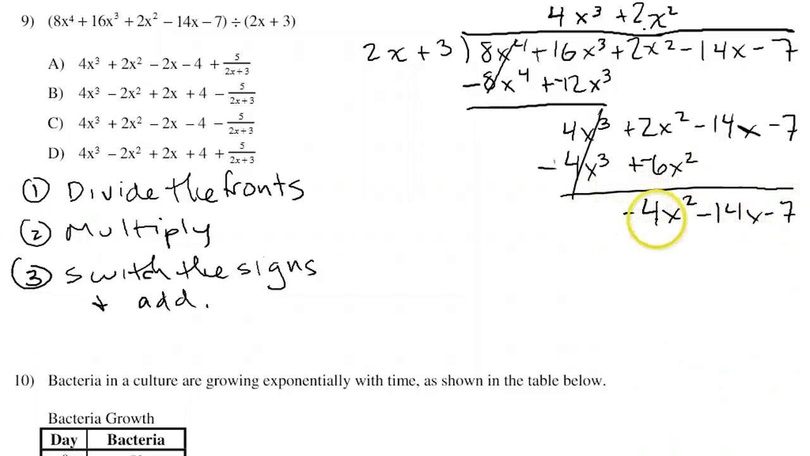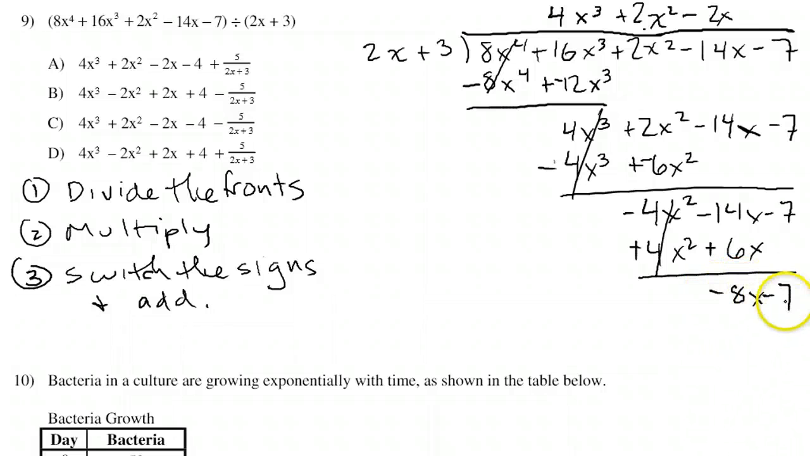Let's do this again. So divide the fronts. Negative 4x squared divided by 2x is negative 2x. The negative 2x times 2x is negative 4x squared. The next one is negative 2x times 3 is minus 6x. And then we switch the signs and add. So these cancel out again. Negative 14x plus 6x is going to be negative 8x minus 7.